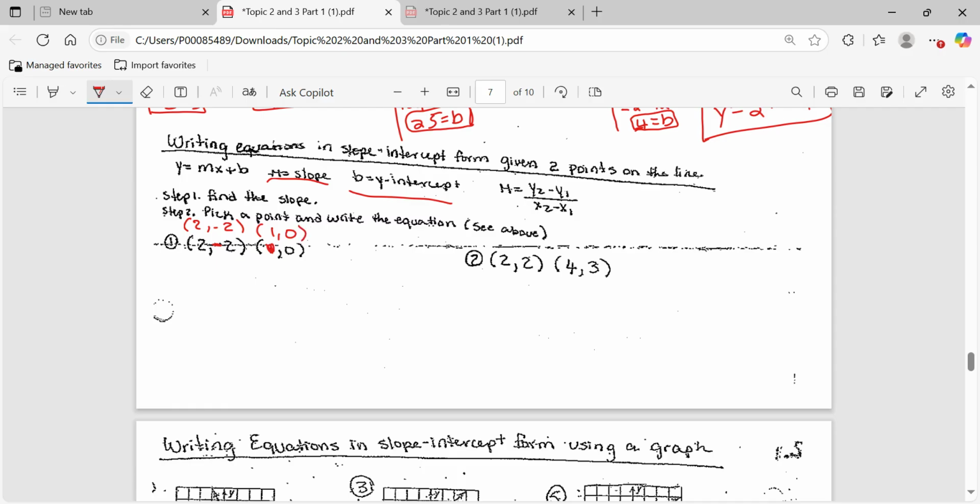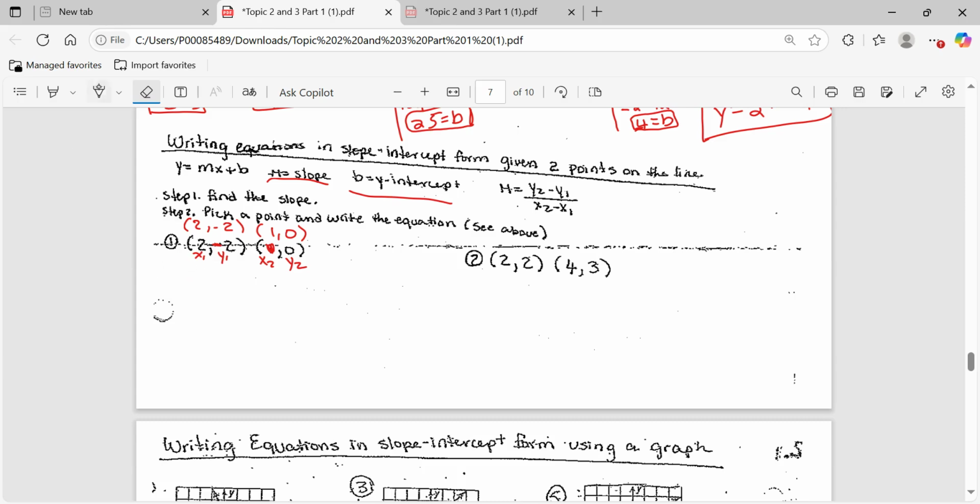Something happened to the printer. All right, so now let's go ahead. And we're going to first of all find the slope. So if I find the slope, I know that my slope is equal to y2 minus y1. So I still label my coordinates here: x1, y1, x2, y2.